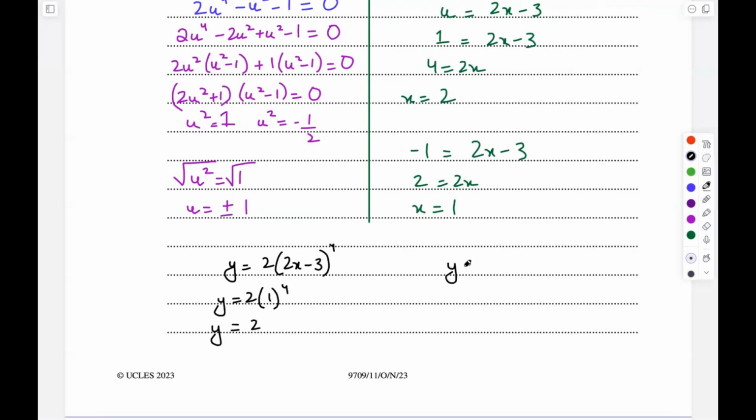And when x is equal to 1, this will become (2 minus 3) to the power 4. In this case, 2 minus 3 is minus 1 to the power 4, which is also positive 1. So 2 times 1 will become 2. So the coordinates will be, when x is 1, y is 2, and when x is 2, y is also 2. So the coordinates of A and B are (2, 2) and (1, 2).